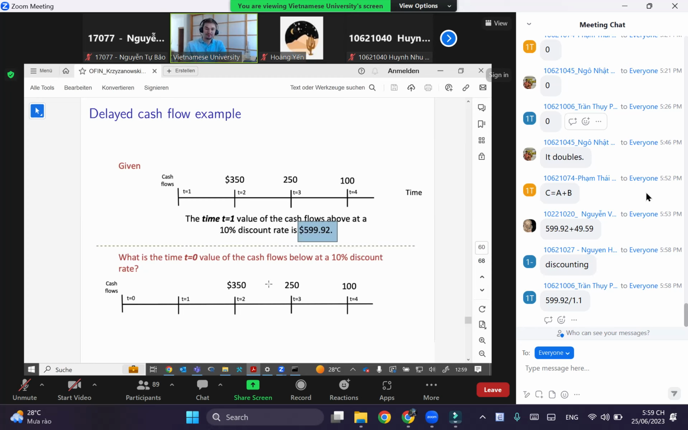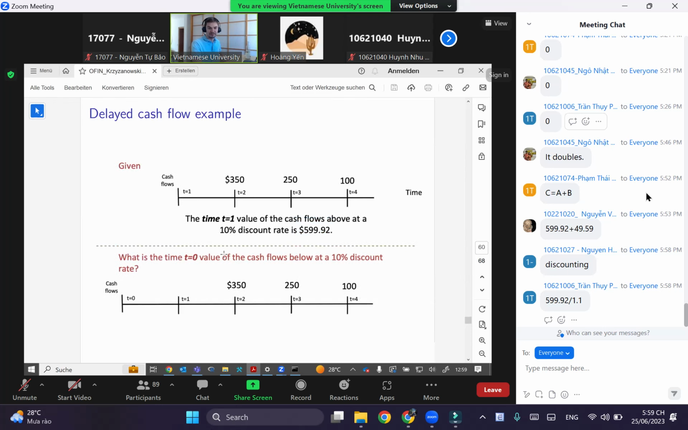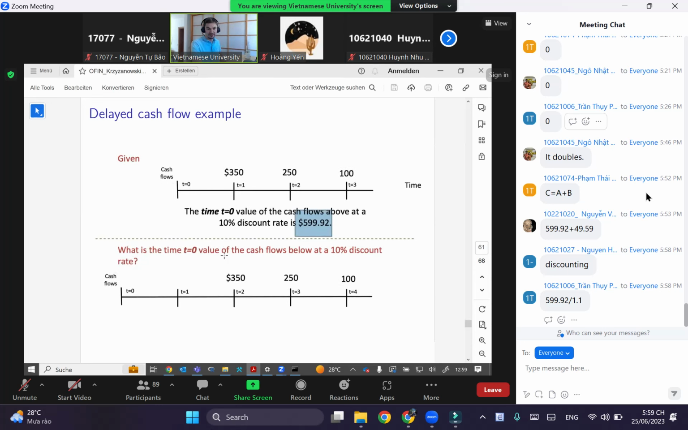But the law of one price still holds. It means that it makes a difference if I evaluate the cash flow from a T1 perspective or a T0 perspective, and that should be accounted for, right? And that would be achieved by simply taking the 599.92 to obtain this value, right?